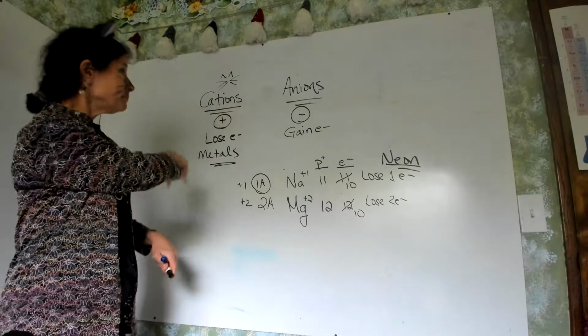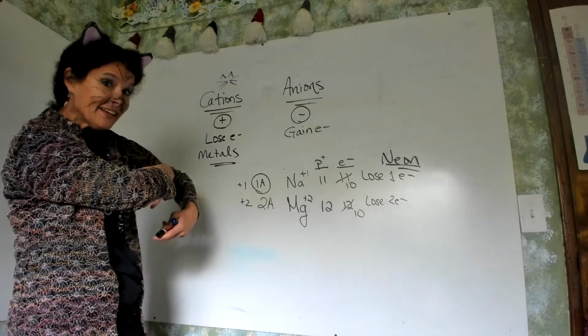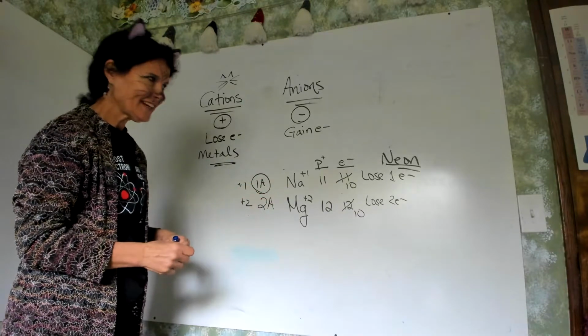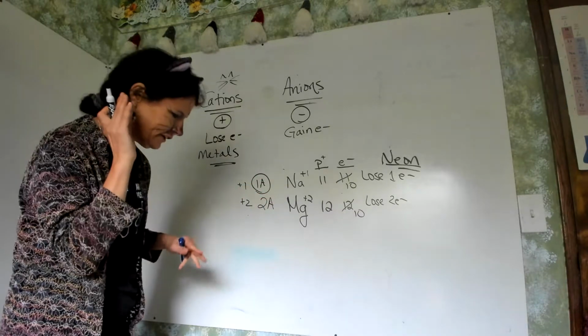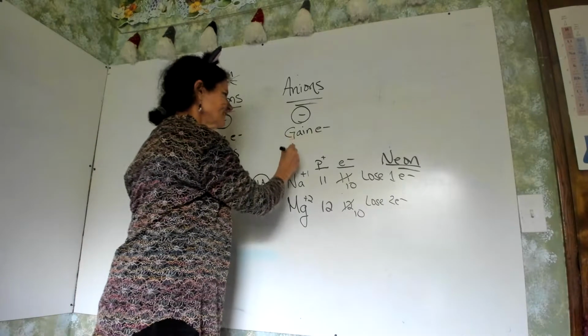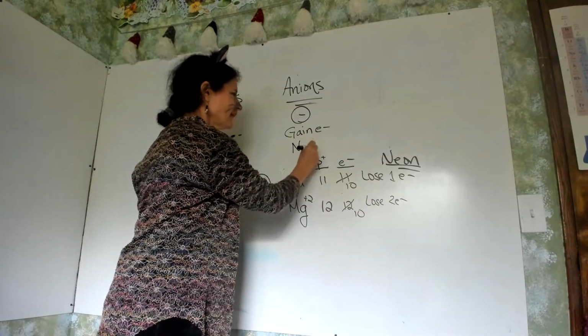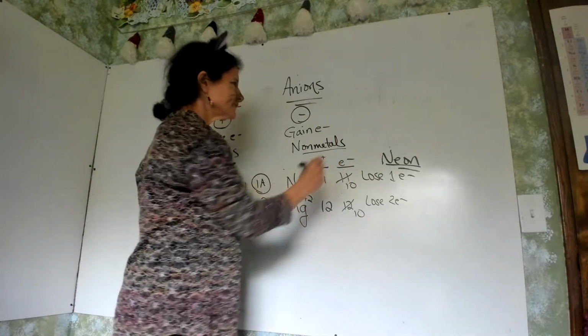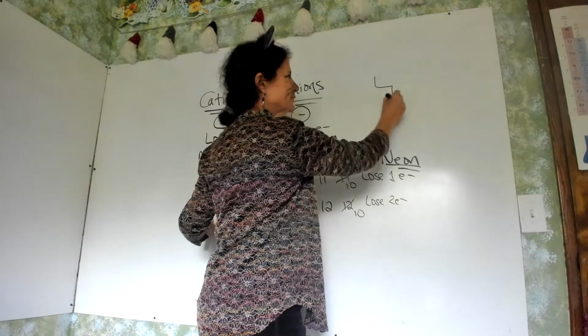So, if the metals form the cations, who is going to form the anions? And I can hear somebody saying non-metals. All right, so remember that little zigzag on the periodic table.